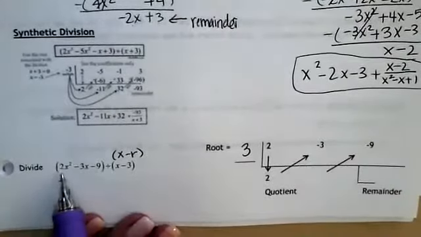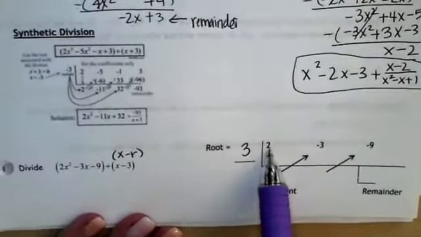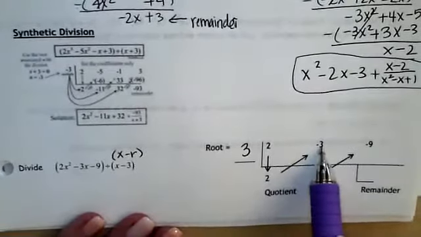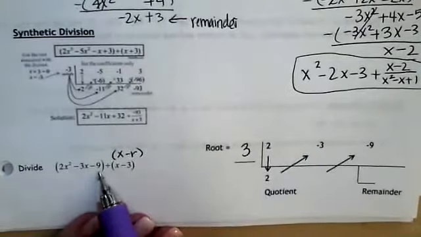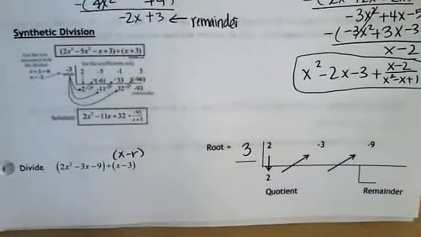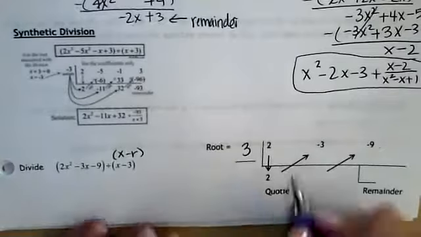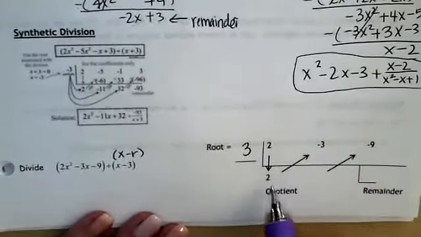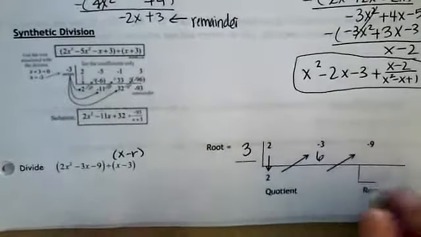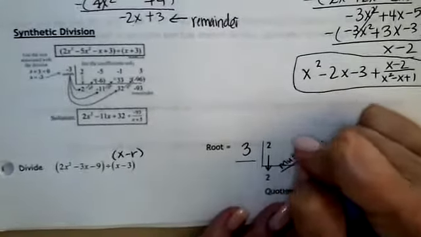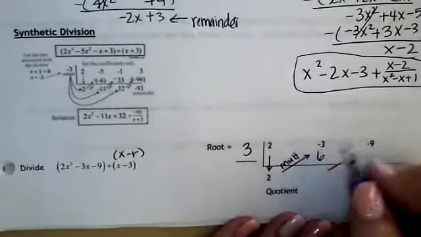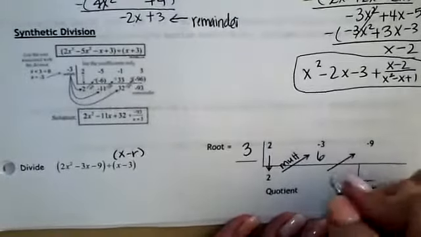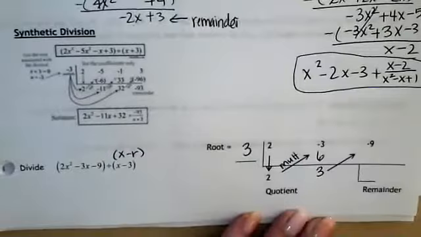Then we use the coefficients. And again, in order. So 2 is my coefficient of x squared. Negative 3 is my coefficient of x. And then negative 9 would be the coefficient of x to the 0 power. We drop the first term, and then we multiply. 3 times 2 is 6. So we're going to multiply this way. Then we add, and that gives us 3.